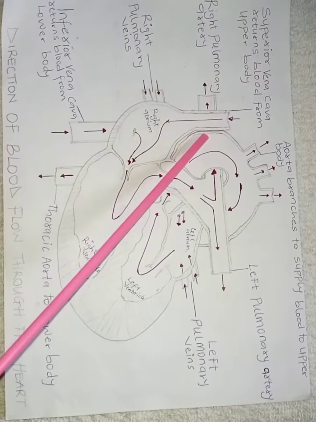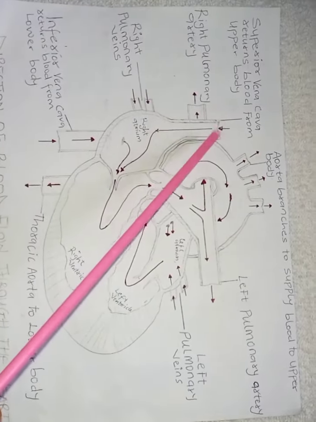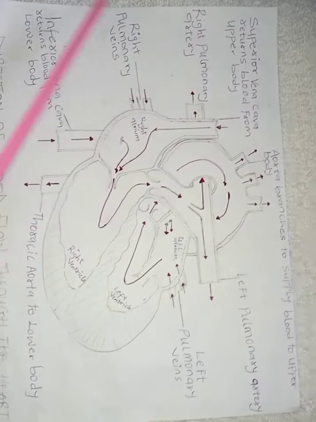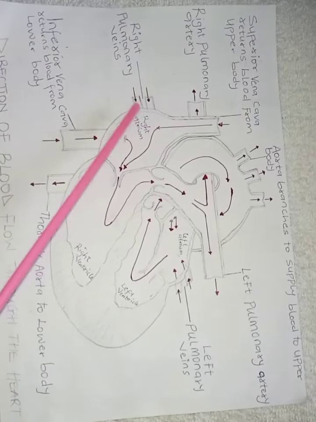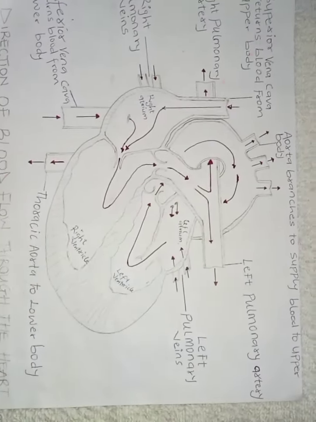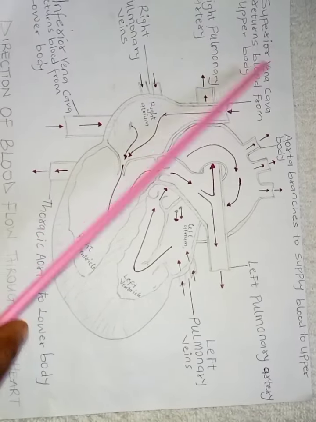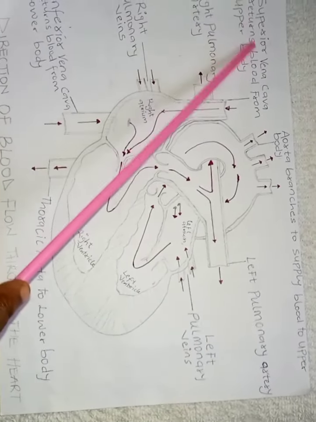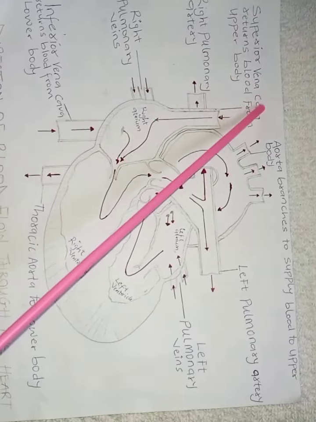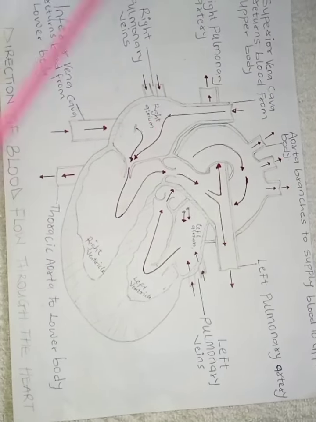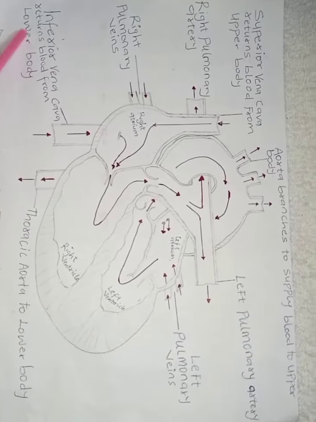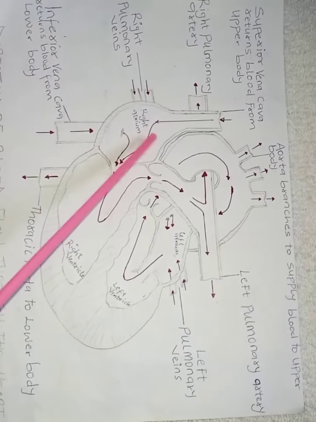The two largest veins of the heart, which are the superior vena cava and inferior vena cava, empty their content into the right atrium. What is this content? The superior vena cava returns deoxygenated blood that has been used by the upper part of the body into the right atrium, while the inferior vena cava returns deoxygenated blood that has been used by the lower part of the body into the right atrium.